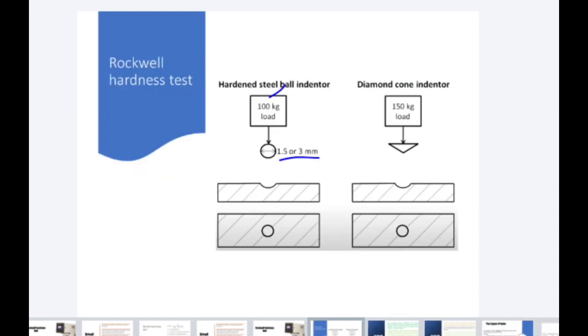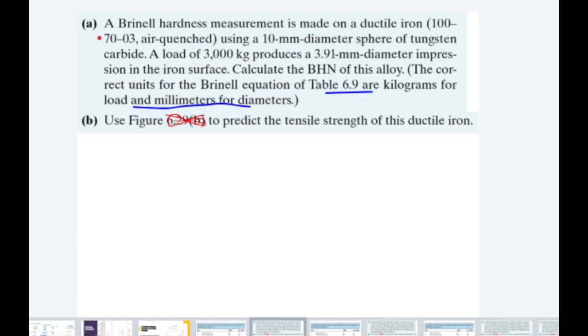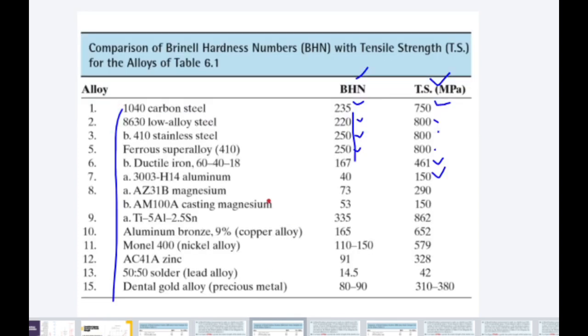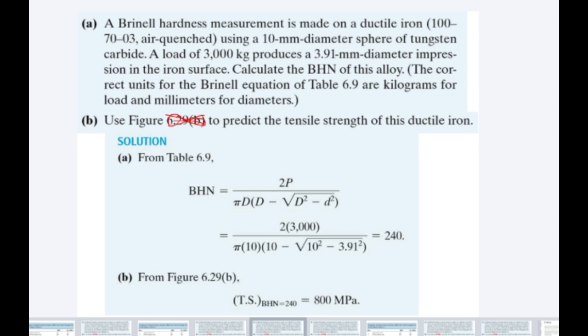Everyone please find and see what values you are getting. Once we find the Brinell hardness number, we have to look into this table and see what is the tensile strength of the material in this table. So here we have the solution. The question was very much clear, right? You have to find the Brinell hardness number.